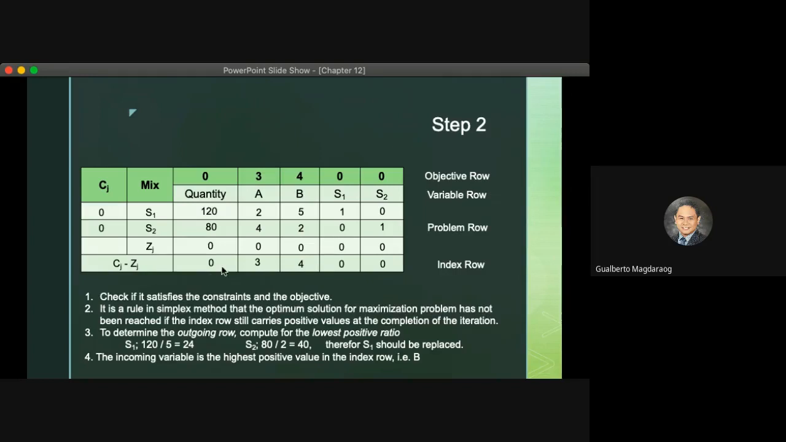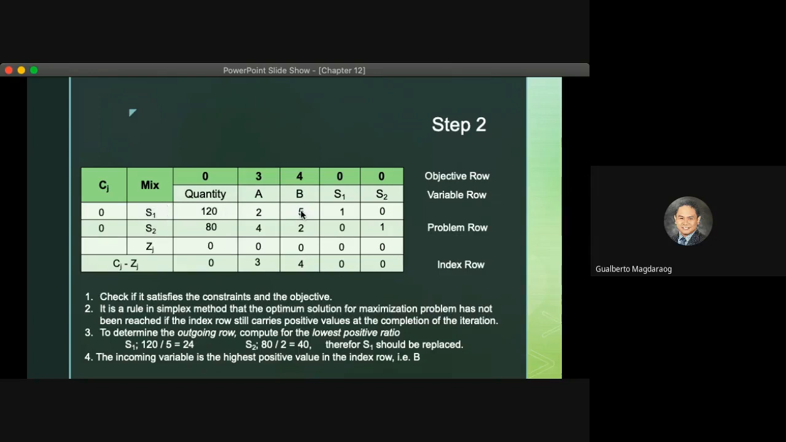Okay? So within the index row, ang pinakamataas po ay yung 4. And then after identifying which one is the highest, you divide the value corresponding to that row, which is 5, 120 divided by 5, and 80 divided by 2. So after dividing, ang may pinakamababang ratio is yung S1, which is 120 divided by 5, which is 24. Therefore, we need to replace S1. This is the outgoing row.